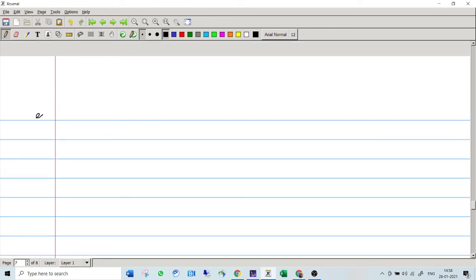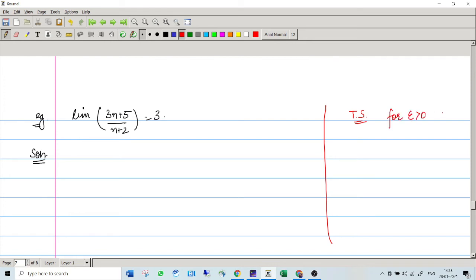You're given that you want to show limit of (3n plus 5) upon (n plus 2) is 3, the example which we have just taken. Right, so how will you solve it? Let us keep it in the rough section. What do you want to show? That for every epsilon greater than 0, you can find a natural number such that the distance between xn and x, that is, the distance between (3n plus 5) upon (n plus 2) and 3, would be less than epsilon for every n greater than or equal to some k which we'll find.